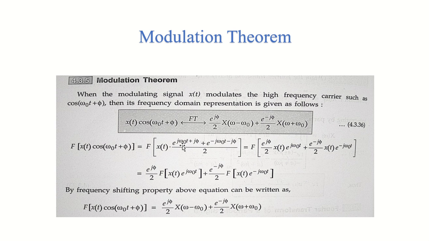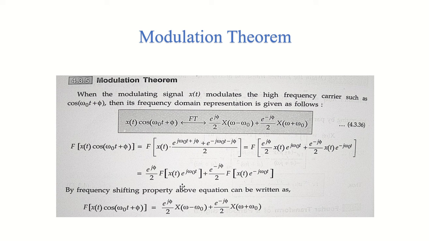separating these terms, the jφ and the jω0t, and from this you can write it this way, because you can take e^{jφ}/2 common, and the rest of the term will be x(t) into e^{jω0t}, plus, again, you can take e^{-jφ}/2 common, and the term will be x(t) into e^{-jω0t}.